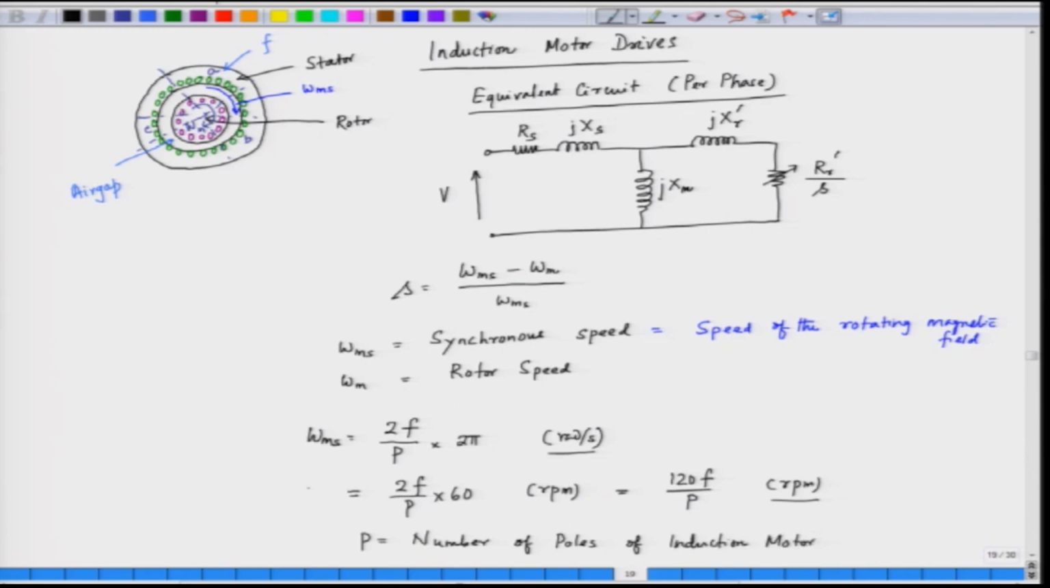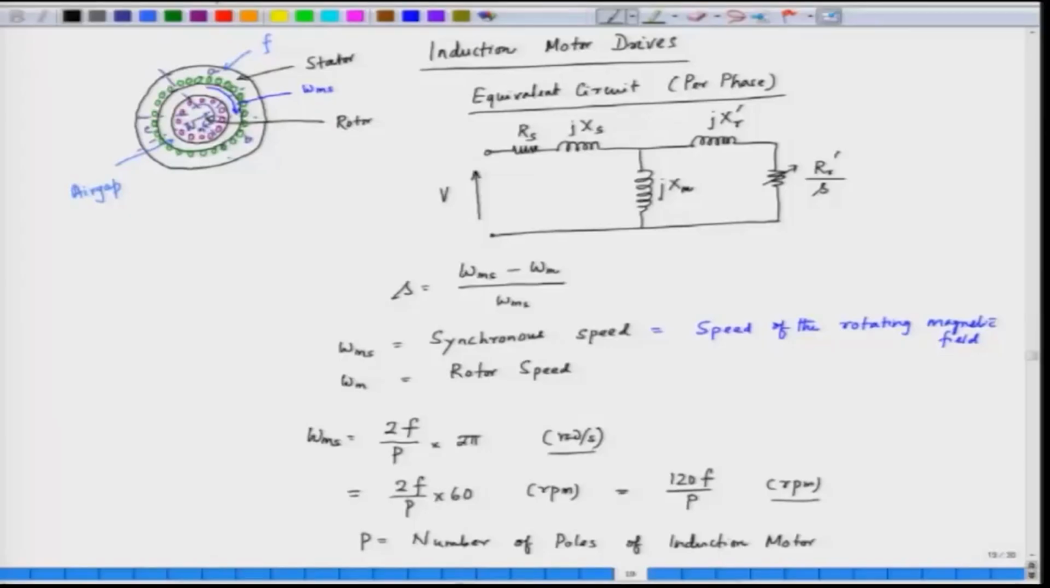So, this is the speed at which the rotating magnetic field rotates. Since we have A, B and C, we have 3 different phases. When you apply a 3 phase voltage, the magnetic field rotates from A to B to C, and the speed of that is given by 2 f by p into 2 pi in radian per second, or 120 f by p in rpm. Now, let us redraw the equivalent circuit.